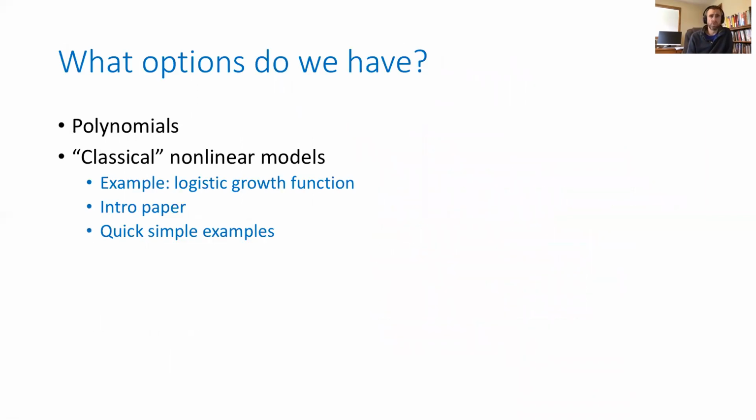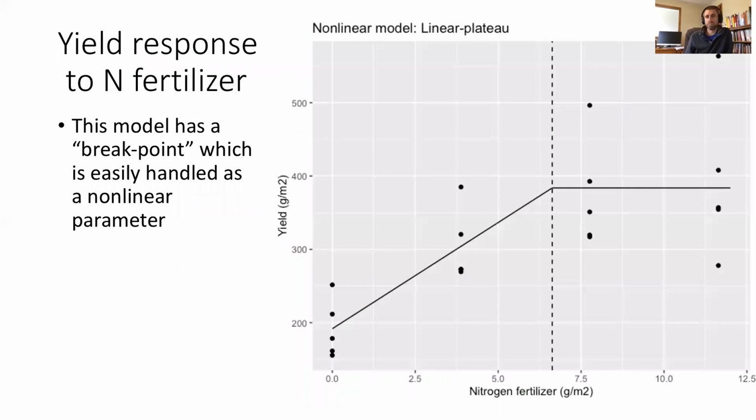So I'm going to give you a few quick motivating examples, because maybe you're thinking, well, I'm not collecting data on orange trees, on plant growth, so maybe I don't need nonlinear models, but they appear in other settings. This is a classic example in agriculture. Sometimes agronomists want to model the relationship between grain yield and nitrogen fertilizer, and sometimes they want to model that as a linear plus a plateau relationship. So this is a type of model that has a breakpoint, and that breakpoint can be handled by nonlinear models.